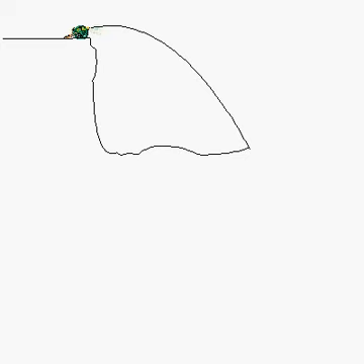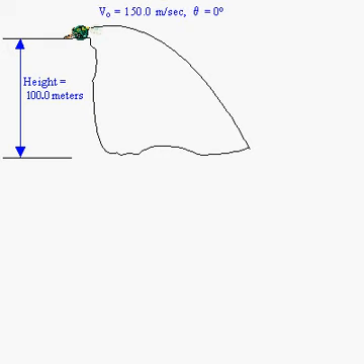In this example, a cannon is firing off a cliff. The height of the cliff is 100.0 meters. The cannon fires with an initial speed of 150.0 meters per second, and in this case, it's aimed at an angle of 0 degrees. And the question is, what distance from the edge of the cliff will the cannonball end up reaching by the time it hits the bottom?